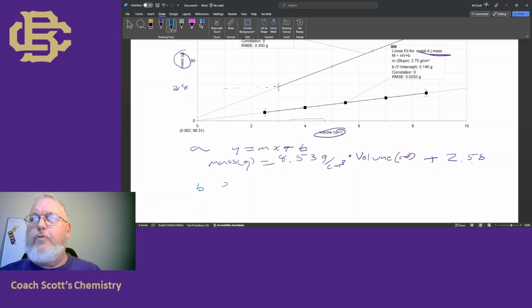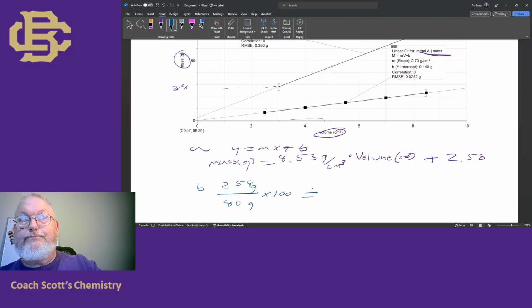So I'm going to have my 2.58 grams, and then I'm going to divide by my max, which is 80 grams. Then I'm going to multiply by 100, which will give me a percent. Let's see what that is, because I don't know. Get my calculator out. 2.58 divided by 80 times 100.